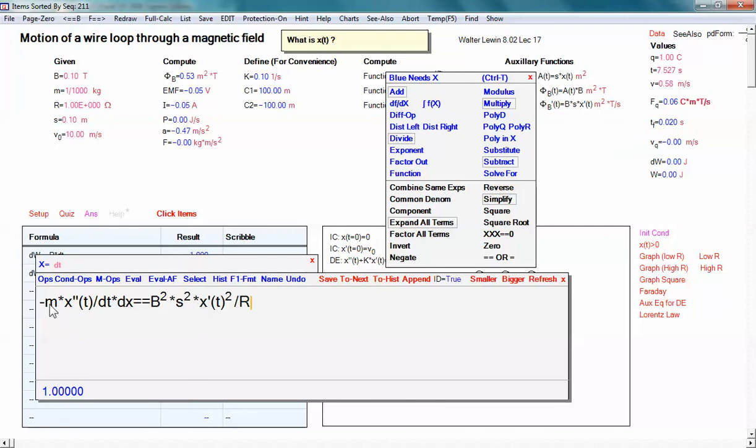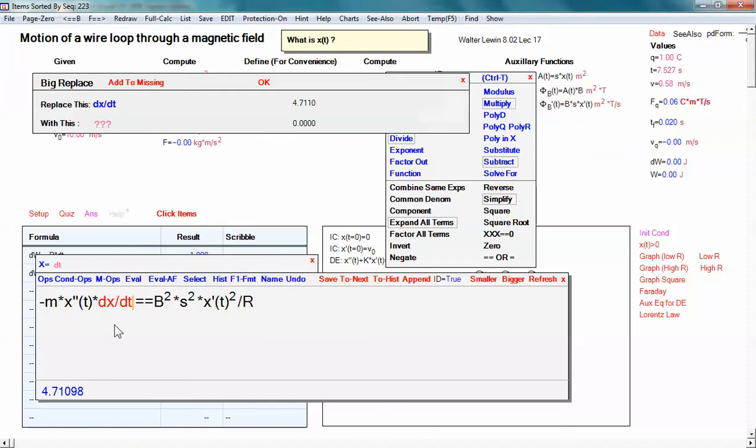So let's make that substitution here. Actually, let me do it like this. I'm going to take this dx, and I'm going to move it over here. Now that dx dt is just x prime of t, so let me make that substitution. I do that with my substitutor.